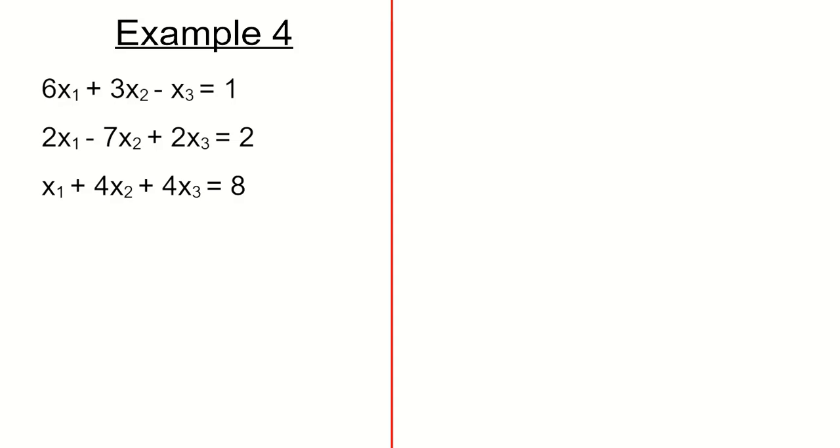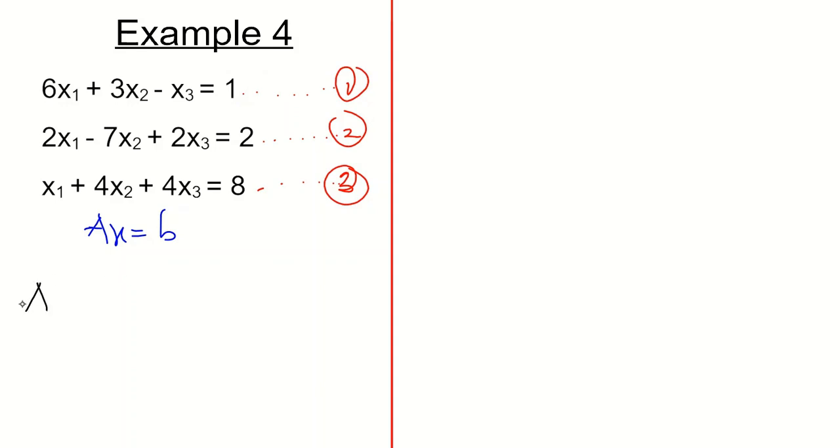In this last example, we have 6x1 plus 3x2 minus x3 to be equal to 1. And so we can call this one equation 1 as usual. And we have 2x1 minus 7x2 plus 2x3 to be equal to 2. Let's call this one equation 2. And x1 plus 4x2 plus 4x3 is equal to 8. Let's call this one equation 3. Now, with the matrix equation formula, AX is equal to B, we know that A stands for the matrix of the coefficients.